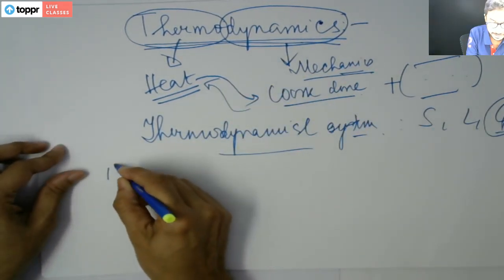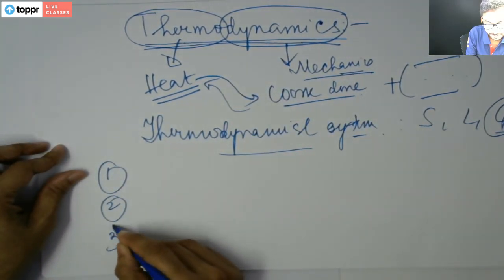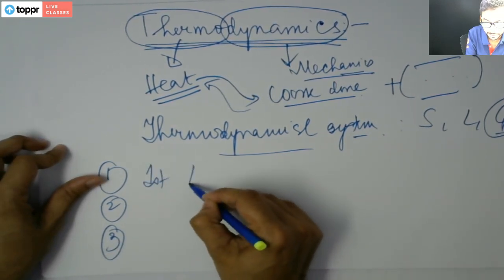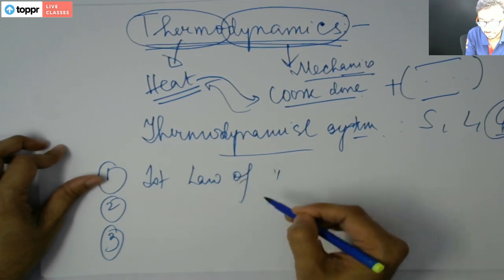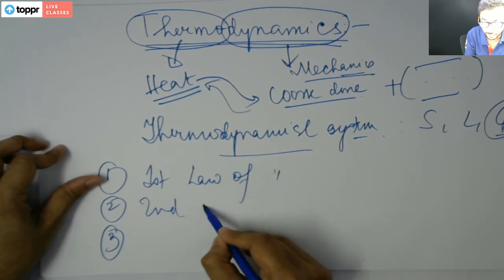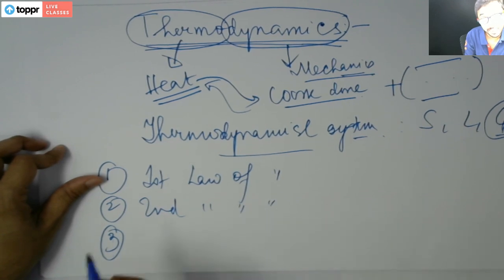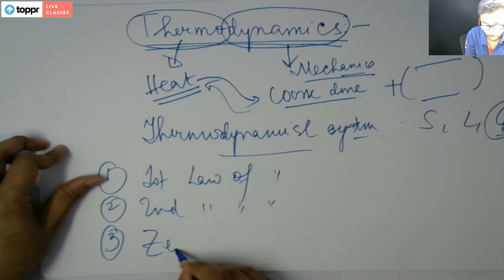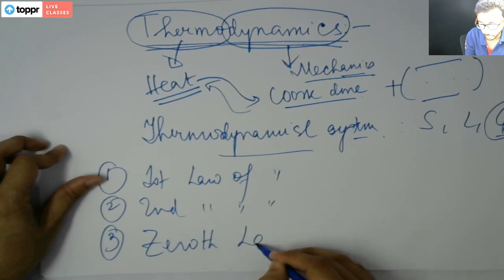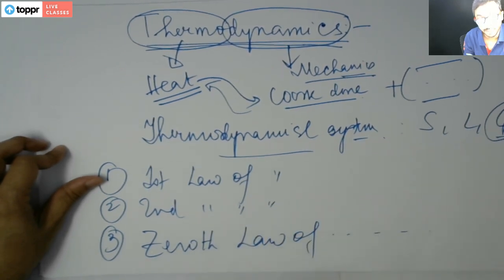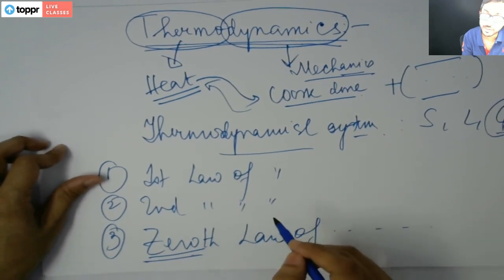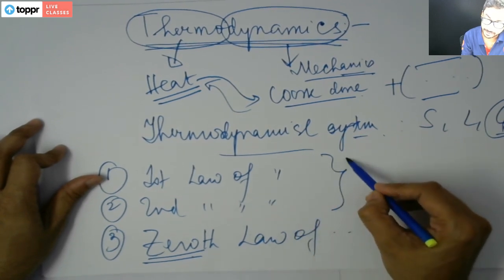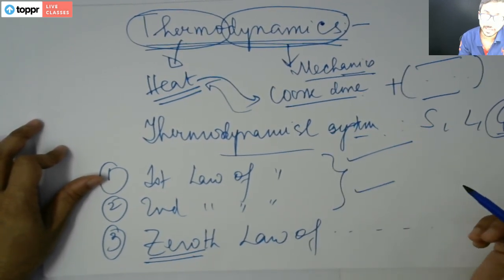In thermodynamics, you will find three laws. First is definitely the first law of thermodynamics. Second is the second law of thermodynamics. And the third, actually there is no third law, but there is a Zeroth law of thermodynamics. Zeroth law comes from the word zero. Initially scientists proposed the first law and the second law.